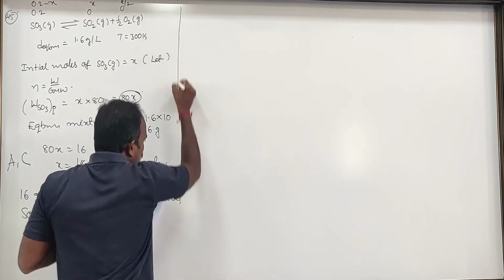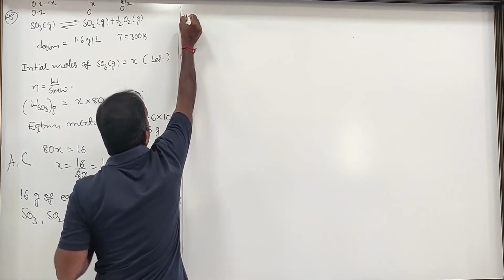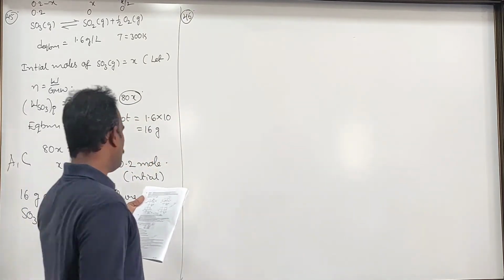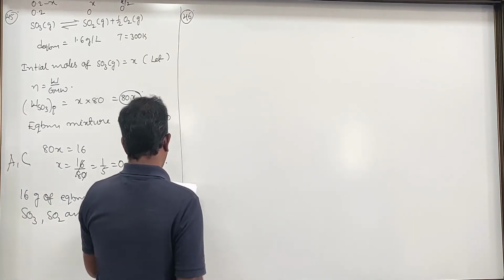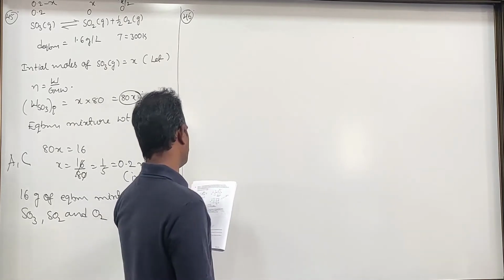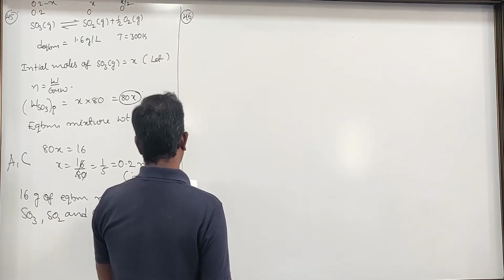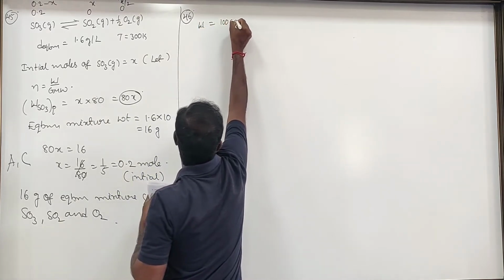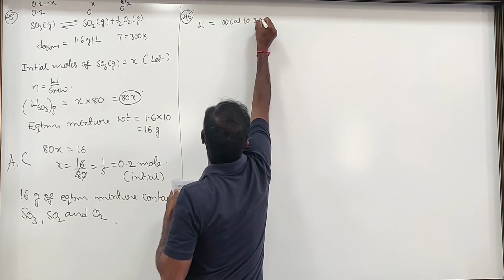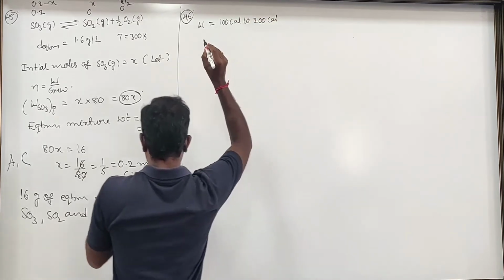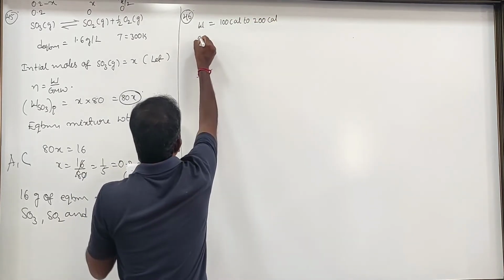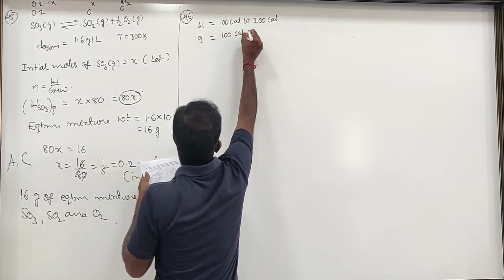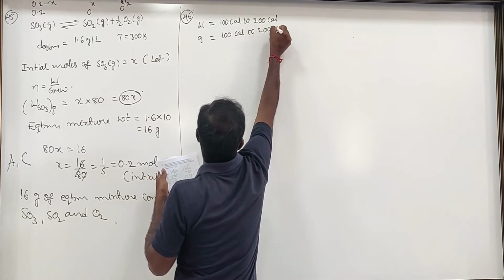Next question will be question number 46. Statement 1: Net work done by the system or on the system lies in between 100 calories to 200 calories. Net heat energy released also should lie in between 100 calories to 200 calories.